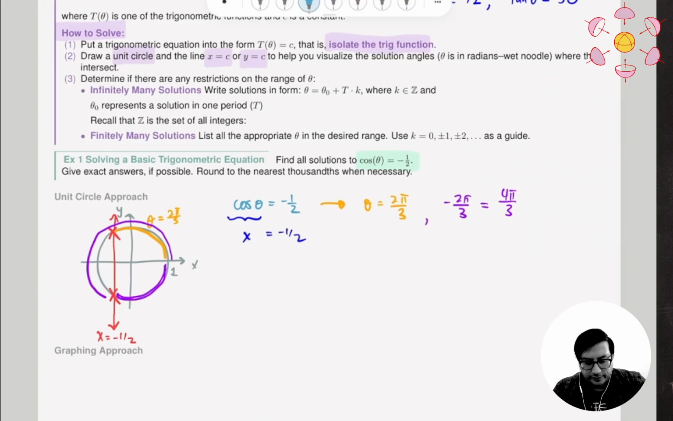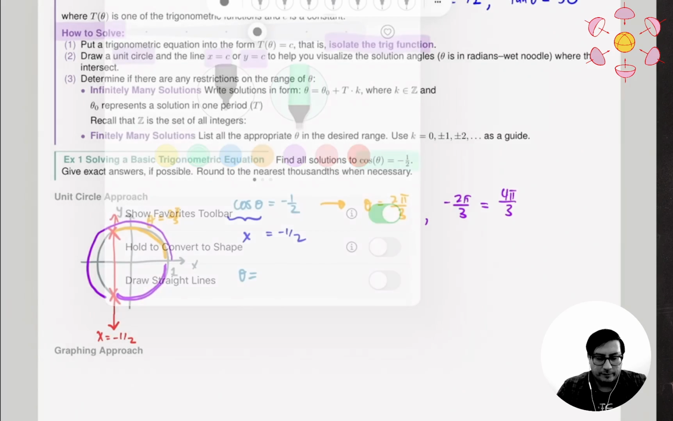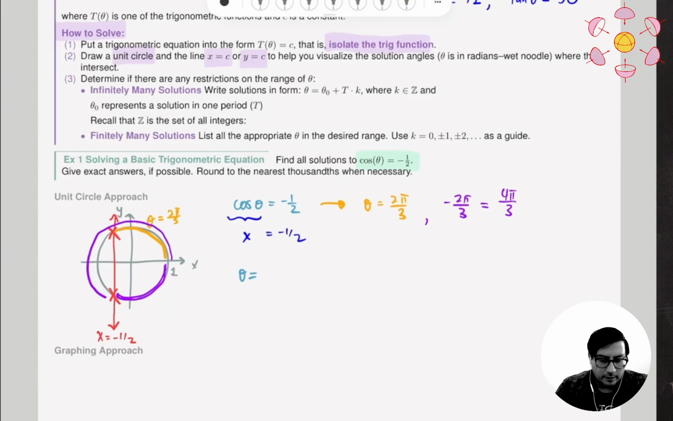Now, if we're going to solve this, we're going to say, okay, what are the solutions? So now let's go to the third bullet point here and talk about this. Okay, so determine if there are any restrictions on the range of theta. If there's infinitely many solutions, that means that there's no restrictions. So 2 pi over 3 and 4 pi over 3 are just 2 out of infinitely many radians where we can circle around forever, over and over again, and we'll always land back at the same spot.